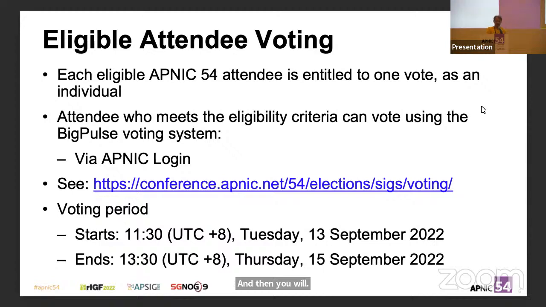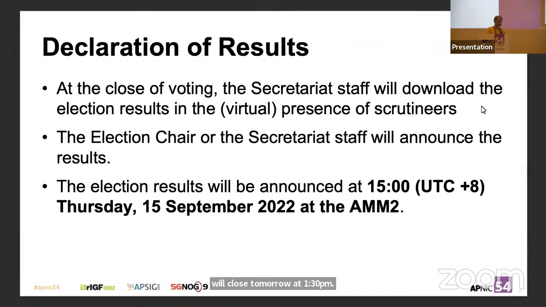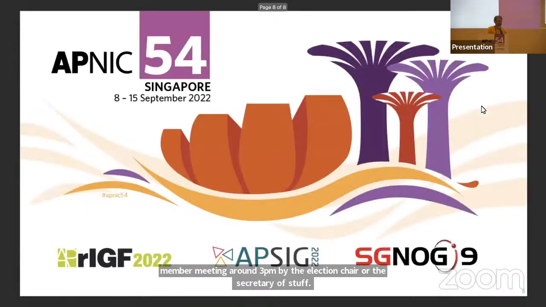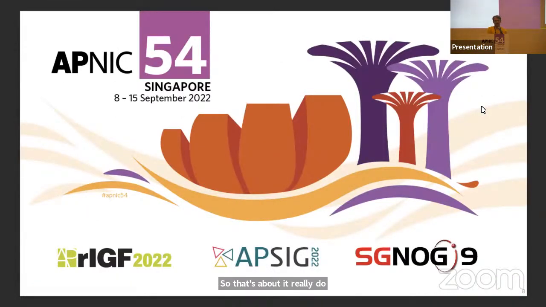The voting is already open, and it will close tomorrow at 1:30 p.m. Then the elections will be declared in the APNIC member meeting around 3 p.m. by the election chair or the secretariat staff. So that's about it, really. Do take part in it and elect your next co-chair for this NIR SIG. Now, it's my pleasure to invite Wayne to come up on the stage to chair the NIR SIG session. Thank you so much.